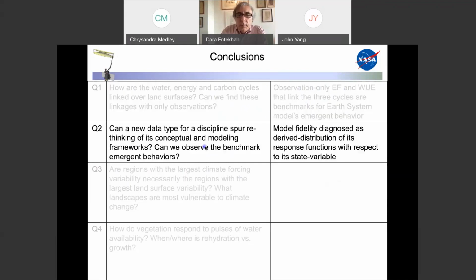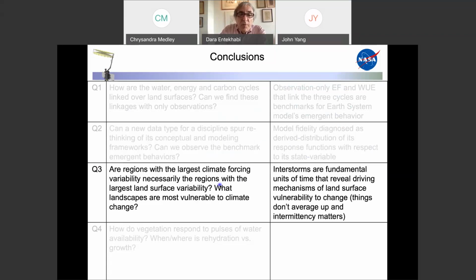Second is that, using the new data set on the state variable, we conceptualize now the hydrologic response and the partitioning of precipitation into evaporation and drainage under different seasons, conditions, and locations as really a derived distribution problem, and the response function can be estimated from the data alone, not models.